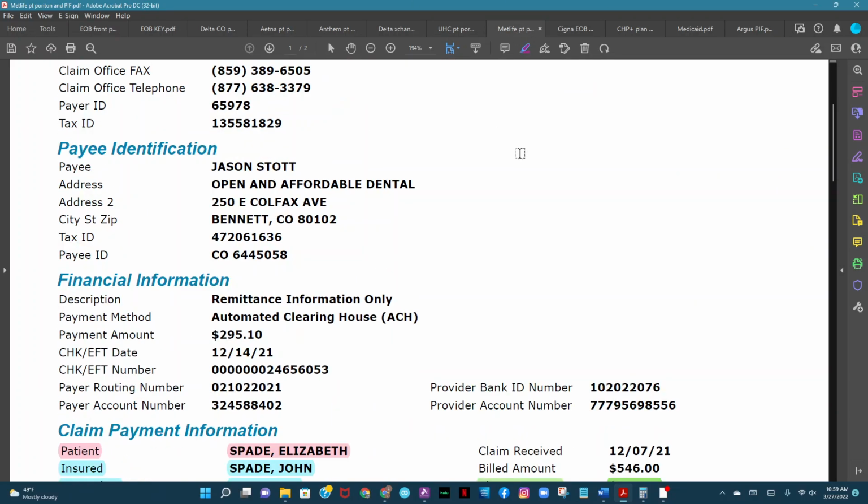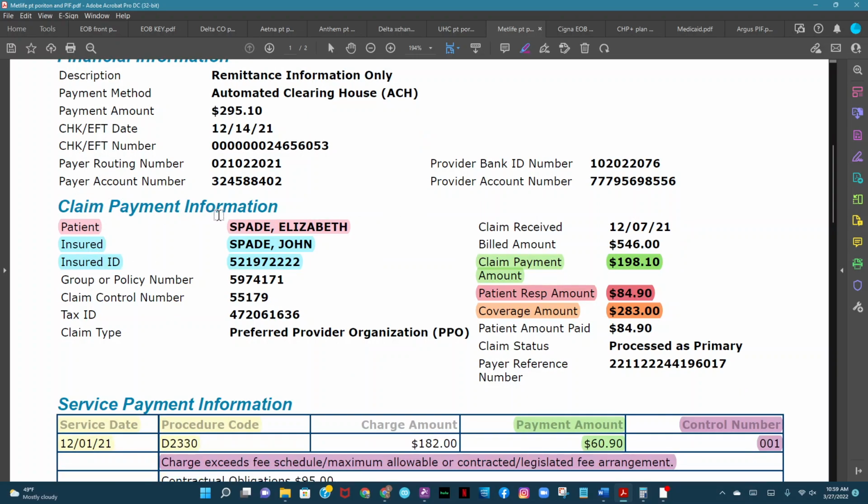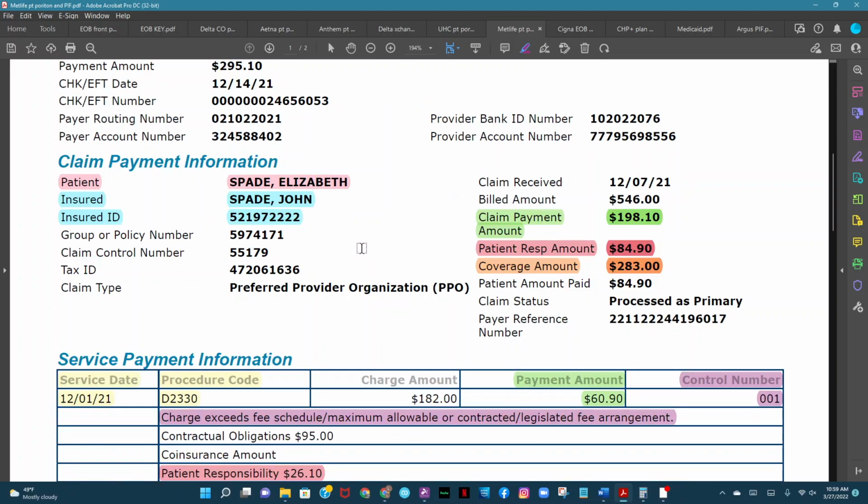On to the MetLife EOB. You scroll down here for the first claim payment information. Again, we have the patient name and the insured or the subscriber very close to one another, so be sure that you're highlighting the correct one. So patient is Elizabeth Spade, insured is John. Member ID down here. There's no date of birth on this EOB.